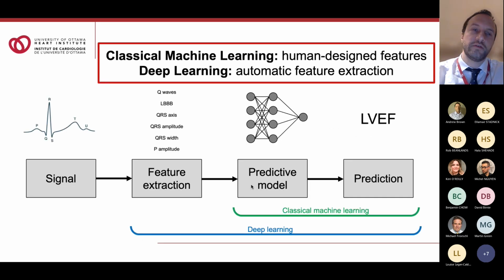This really brings us to the main difference between classical machine learning and deep learning. So classical machine learning uses human designed features, in our example, Q waves, QRS axis, and so on and so forth, while deep learning uses automatic feature extraction. So we would feed in the raw signal and then let the model decide on those features.